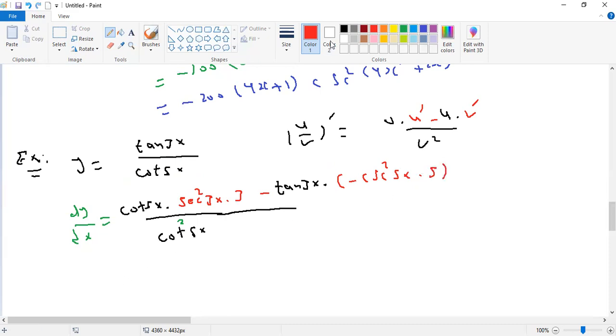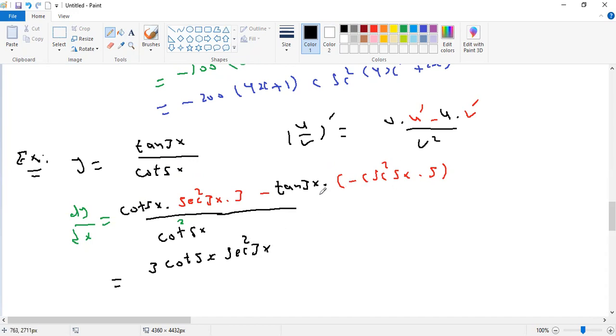Now it can be simplified. This one is equal to, I have to write the 3 first. And here I have to write cotan 5x secant squared 3x.